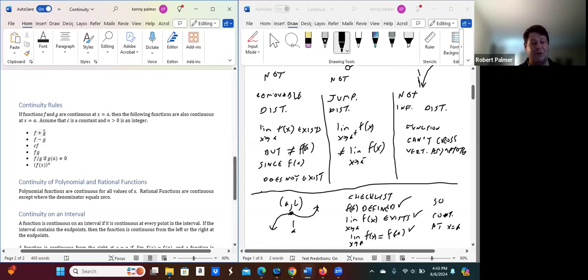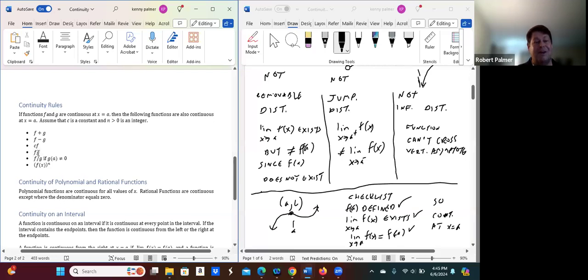Okay, so if we add the functions, f plus g, f minus g, if we have c as a constant, c times the function f, so basically let's back up. The sum of two continuous functions is continuous. The difference or subtraction of two continuous functions is continuous. A constant times a continuous function is continuous.